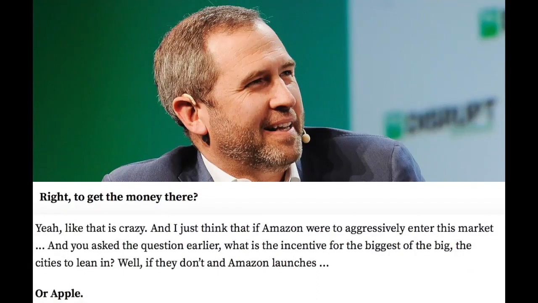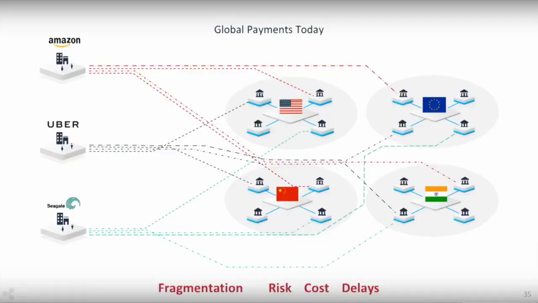Yeah, that is crazy. And I just think that if Amazon were to aggressively enter this market, and you asked the question earlier, what is the incentive for the biggest of the big, the banks, to lean in? Well, if they don't, and Amazon launches, or Apple, or fill in the blank, where does that leave them? If you want to do e-commerce payments globally, these companies are left with no choice but to build their own payments infrastructure. But we think that there's a better way.